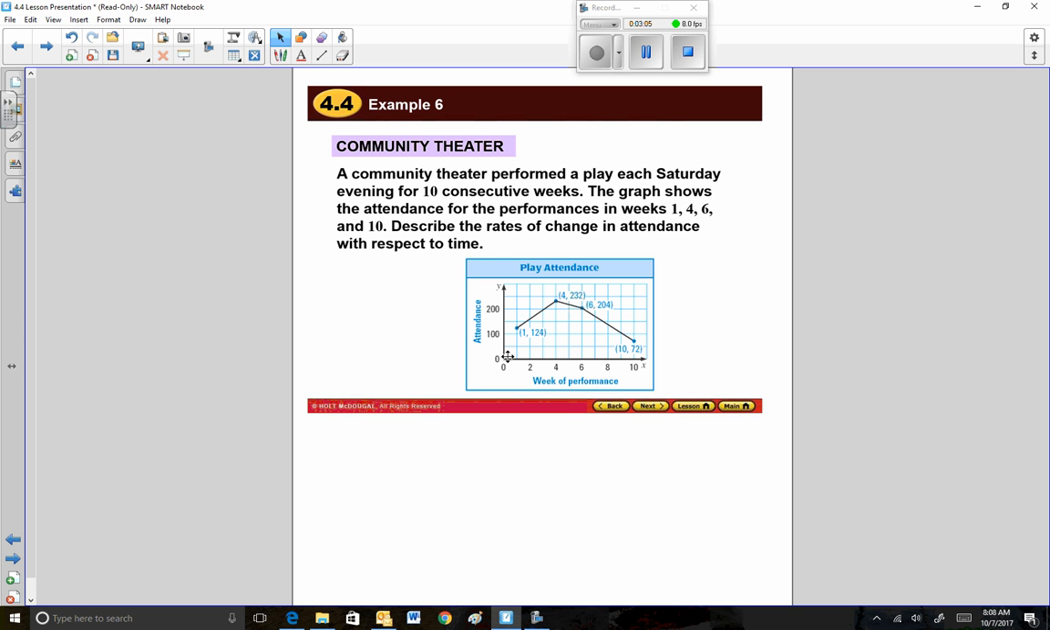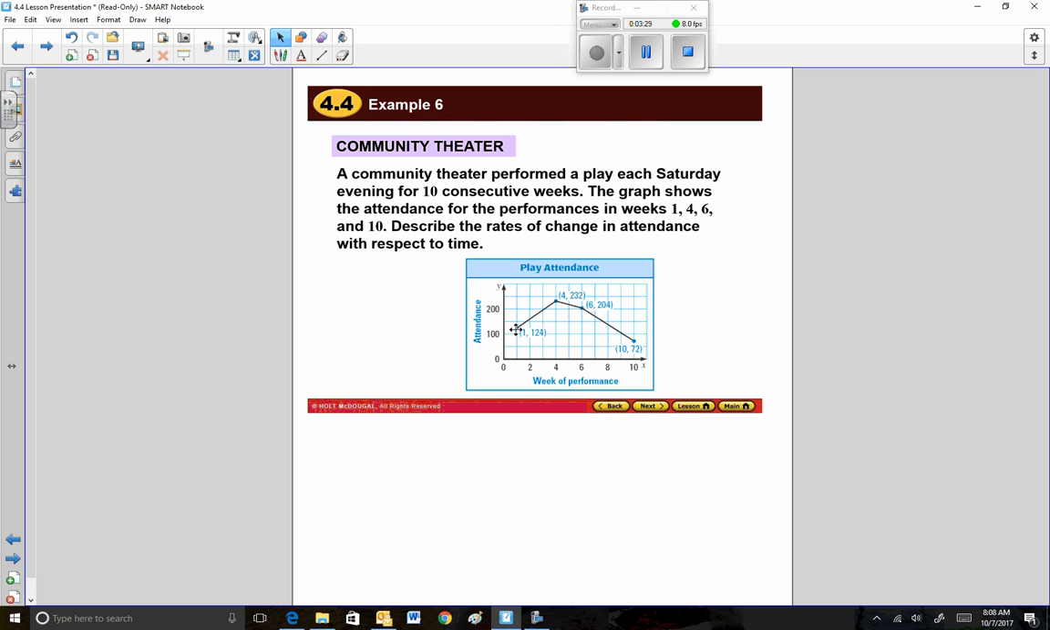All right, we're going to look at this nice, beautiful graph here. Week of performance and attendance. A community theater performed a play each Saturday evening for 10 consecutive weeks. The graph shows the attendance for the performances in weeks 1, 4, 6, and 10. Describe the rates of change in attendance with respect to time. So what would you say here?